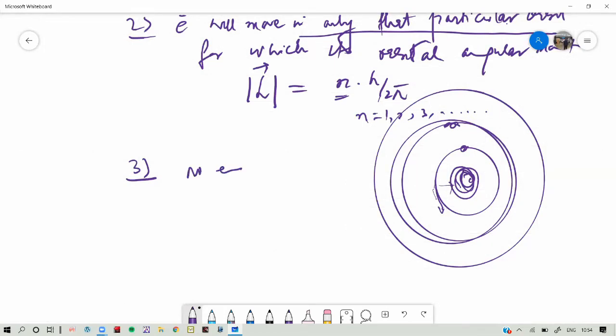No emission of radiation in an allowed orbit. That means when the electron is moving in an allowed orbit, the total energy remains constant. It remains stationary, conserved.